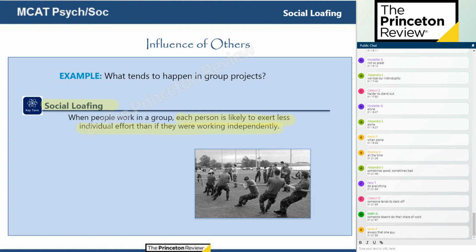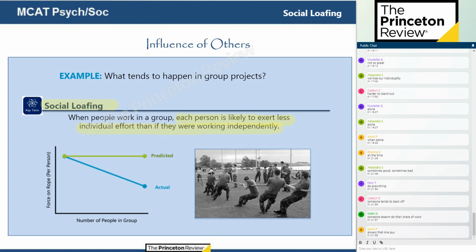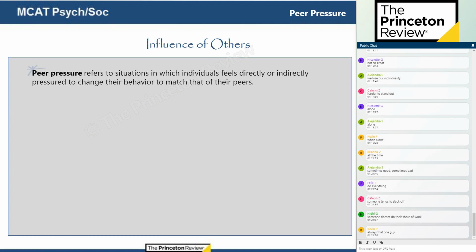So it's the old rope pull thing. What we expect is that everybody's going to have the same level of effort. So, the more the merrier. But what actually happens is that the more people join the group, the less individual effort any one person exerts. Unless we've got some kind of accountability factor built in.